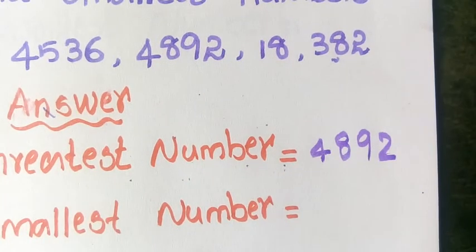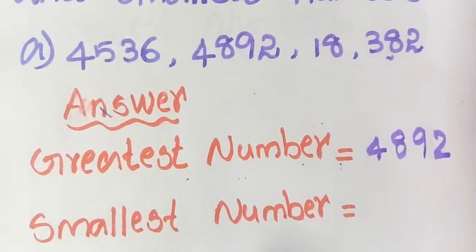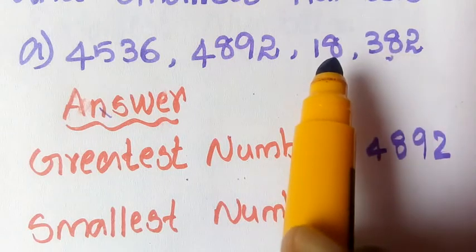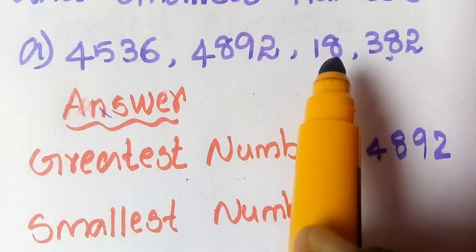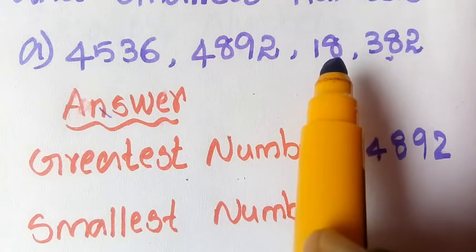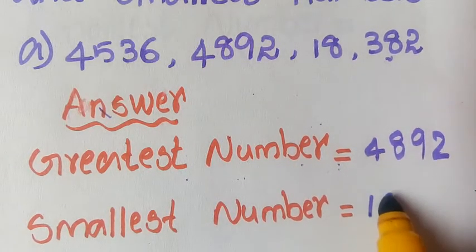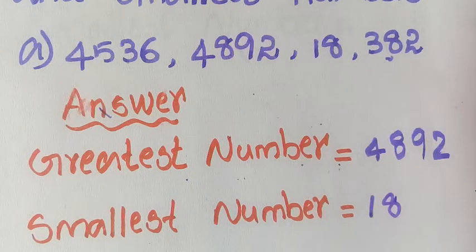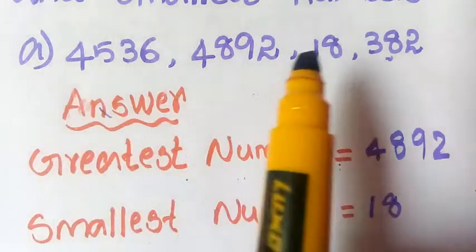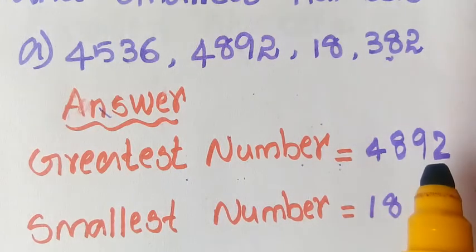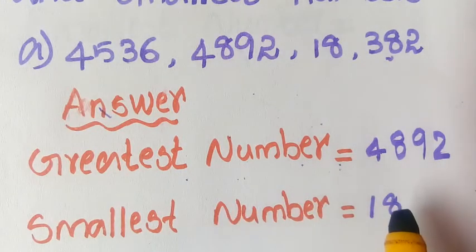Now, we need to find the smallest number also. Which is the smallest number, children? Here, the smallest number is 18, because it has only 2 digits and the greatest place value is tens. So the smallest number is 18. Now we got the greatest number and smallest number among these numbers. The greatest number is 4892 and the smallest number is 18.